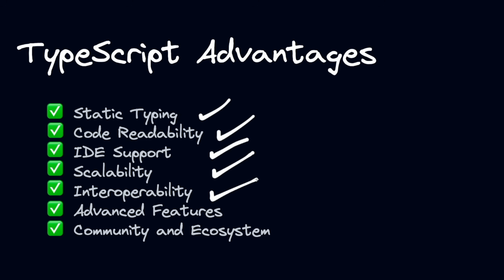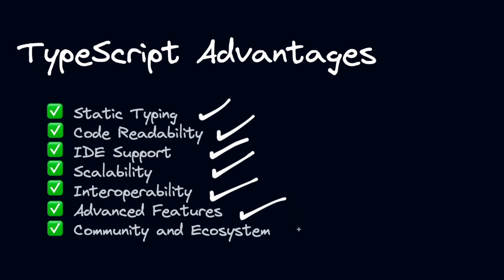So if you are using TypeScript, we can also use libraries that use JavaScript without any issues, okay? Then we also have advanced features, and this includes features like interfaces, generics, and enums, allowing for more robust and flexible coding. And we're going to learn more about enums, generics, and interfaces in the following lessons.